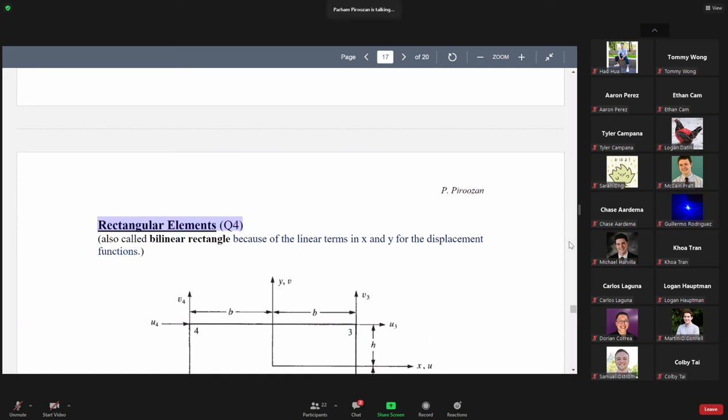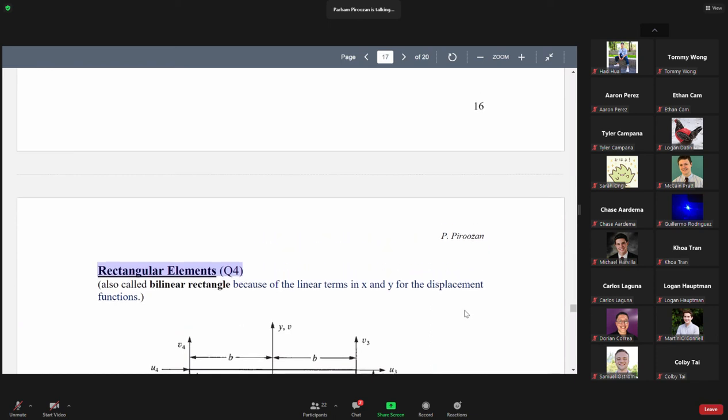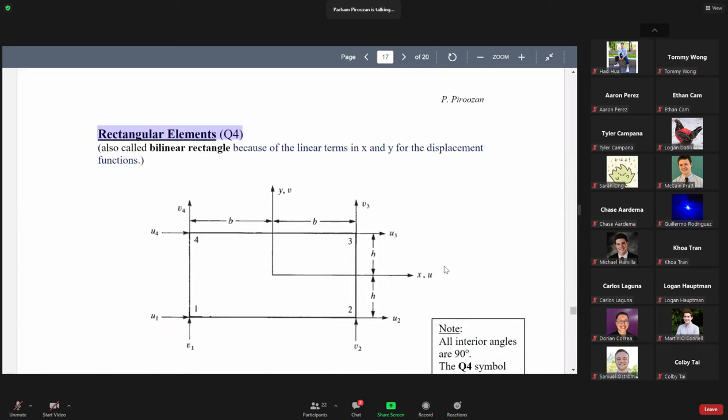All right, no questions. Let's now look at a more advanced type of element. We looked at triangular elements, constant strain triangular elements. This is a quadrilateral element with 4 nodes, node 1, 2, 3, 4. And the dimensions are 2b and 2h. This is our XY coordinate system.